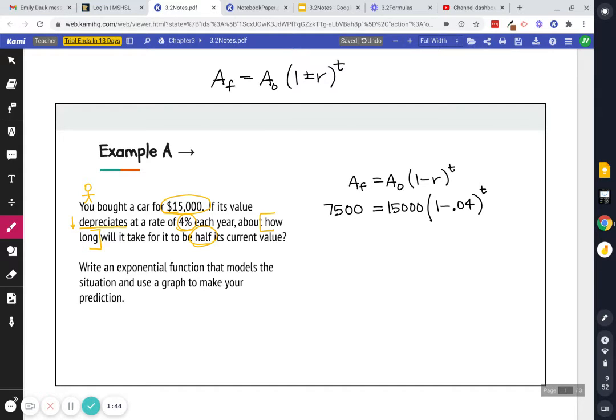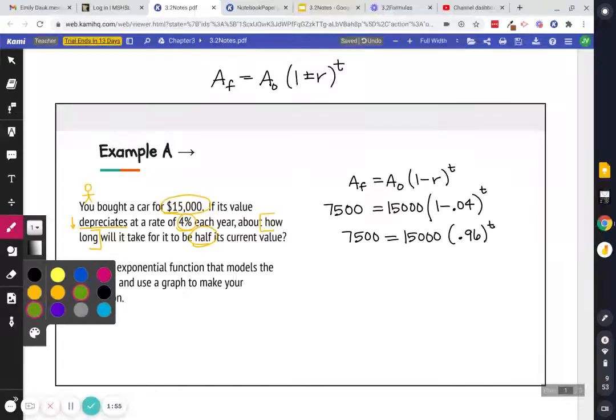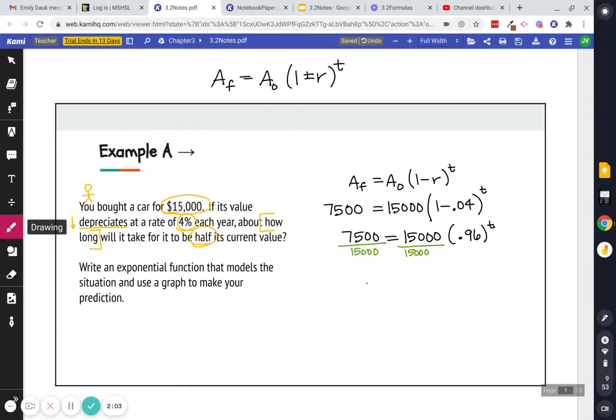This says use a graph. We are smarter, wiser, better looking than we were a couple days ago, and we know how to solve this. So I'm going to clean up my parentheses, and I am going to divide this 15,000 out of here. What I hope you realize is that since it's half the value, it's going to make a 0.5 on the other side. If not, grab your calculator. 0.5 equals 0.96 to the T.